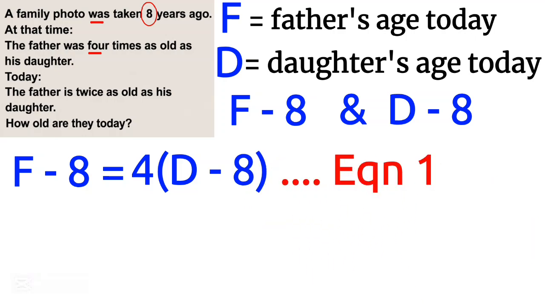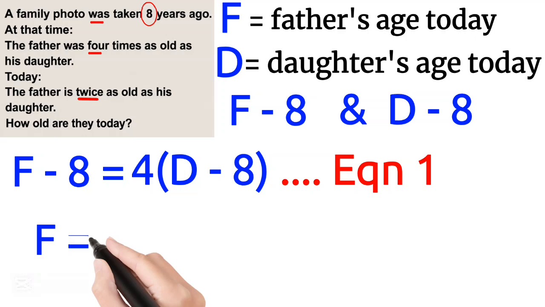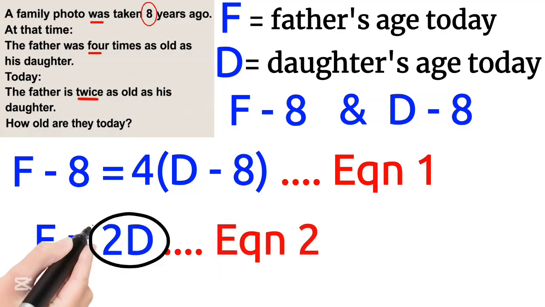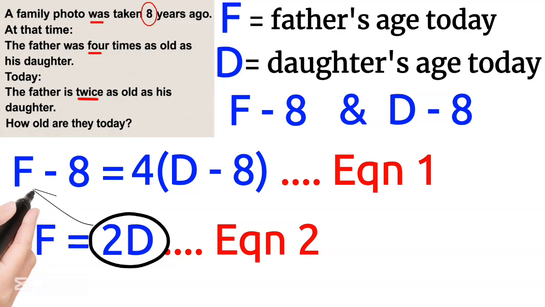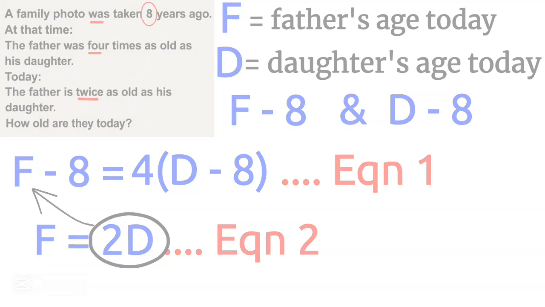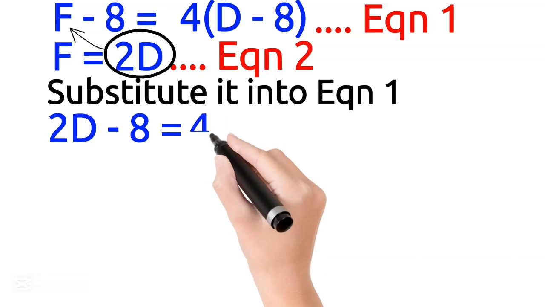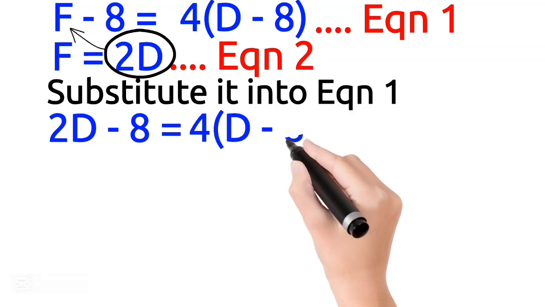Now let's look at the next clue. Today, the father is twice as old as his daughter. So we write F equals 2D. Now we'll substitute F equals 2D into equation 1. That gives us 2D minus 8 equals 4 times (D minus 8).